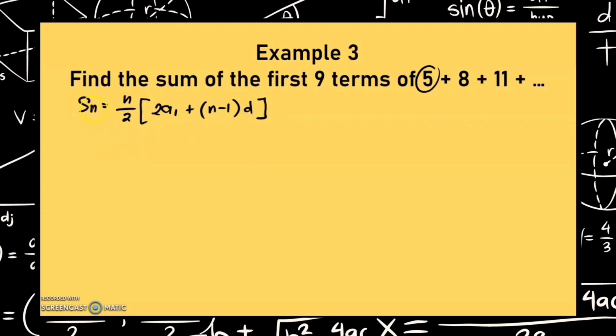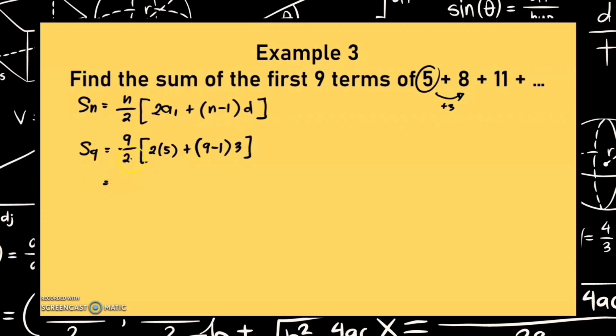S sub n, so the sum of the first 9 terms, we have S sub 9 is equal to n over 2, so 9 over 2 times the quantity 2 times the first term, so 2 times 5, plus the quantity n minus 1, so 9 minus 1 times the common difference. From 5 to 8, it is because we add 3. So the common difference is 3.